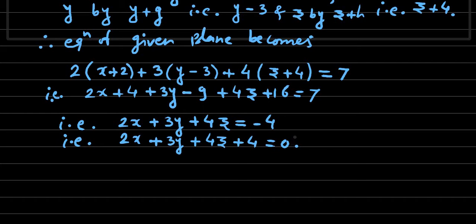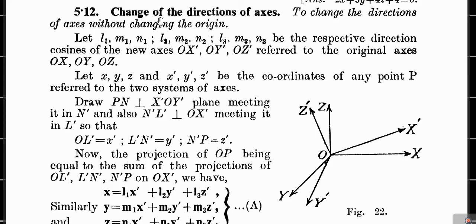So we'll go for it. Now the next article is change of the direction of axis. It means if we keep the origin as it is, if we don't change the position of origin, and the direction of axis are changed, then what changes become in the equation of a surface is what we are going to study in this article. So the question is to change the direction of axis without changing the origin.